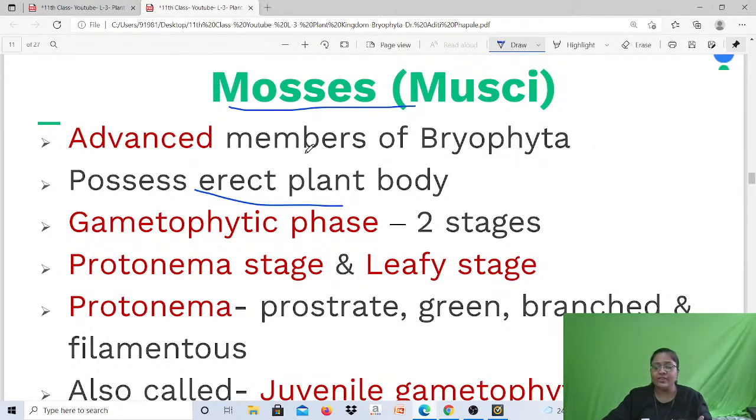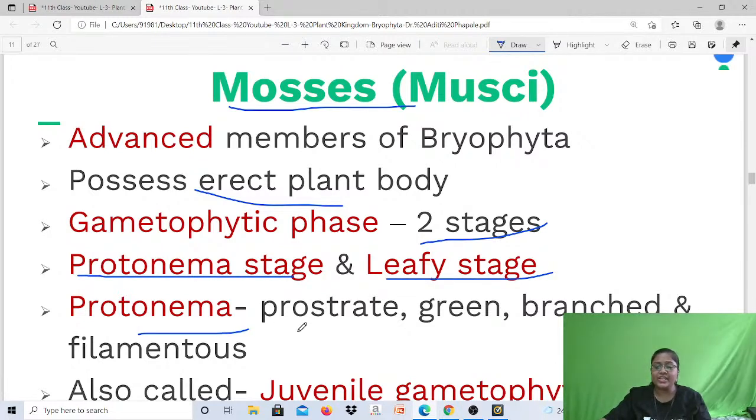That is the opposite of liverworts. Liverworts have a prostrate plant body, parallel or horizontal to the ground. Whereas mosses have an erect plant body, that is 90 degrees to the ground surface. They do have a gametophytic phase, of course, and in that also there are two stages. The gametophytic phase is further divided into two stages, protonema stage and leafy stage.